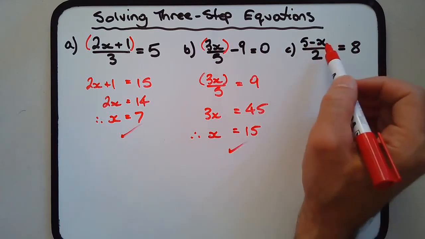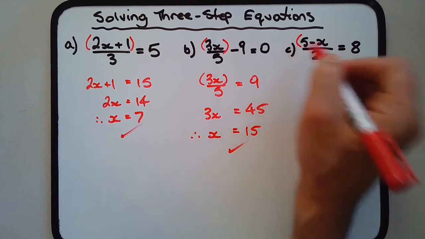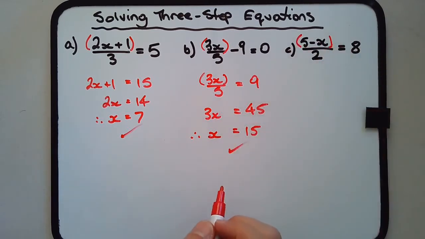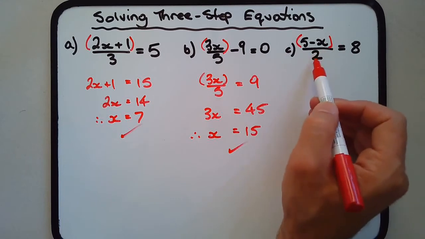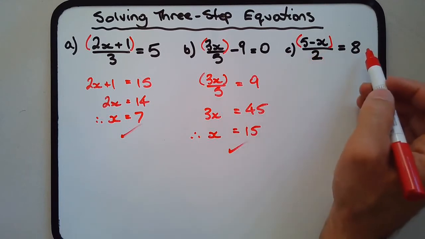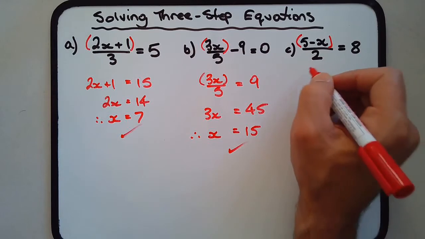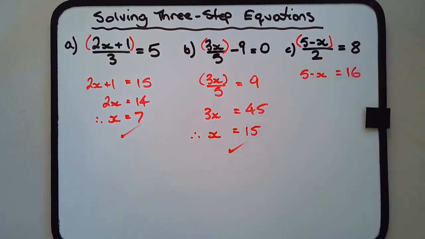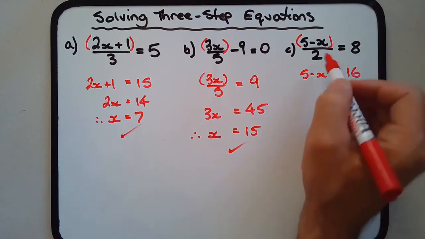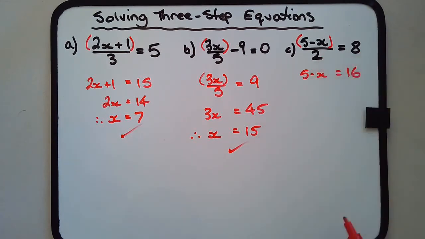Last one, (5 minus x) over 2 equals 8. Remember, again, there are implied brackets around the numerator, which means that the first thing that we move over is this division by 2. Moving the division by 2 over becomes multiplication by 2. 5 minus x is equal to 8 times 2, which is 16. So that 2 moves over, it becomes multiplication by 2.